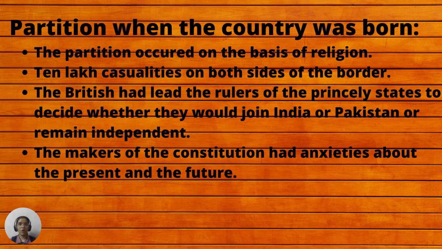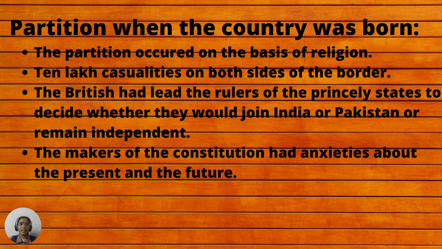Partition, when the country was born. India got independence on 15 August 1947, and Pakistan and India were partitioned on 14 August 1947. The partition occurred on the basis of religion. The Muslims went to Pakistan and the Hindus and the people practicing other religions stayed in India.